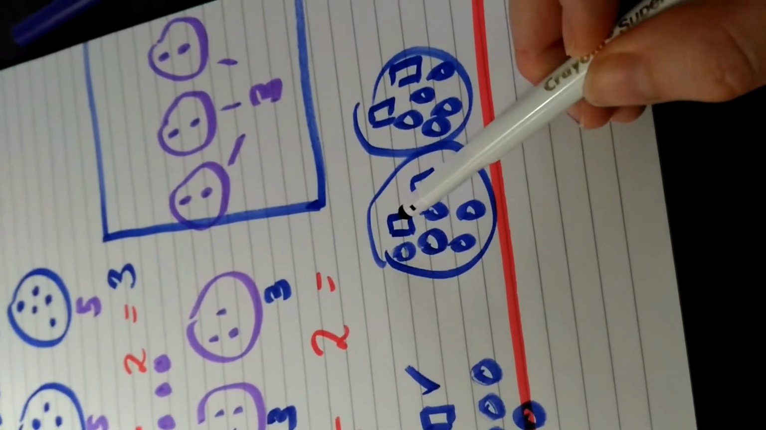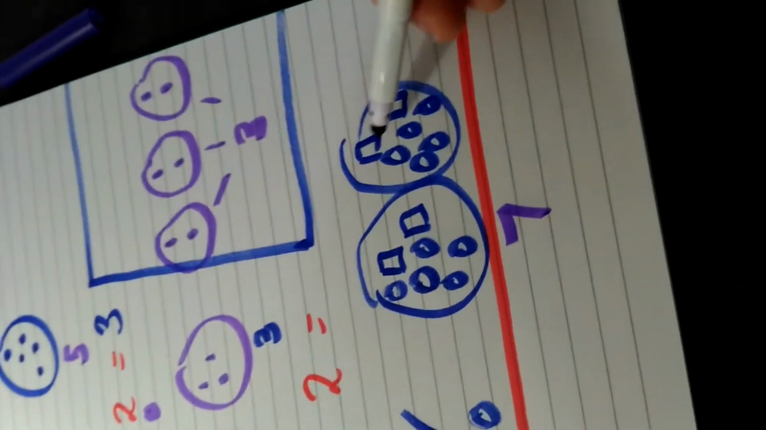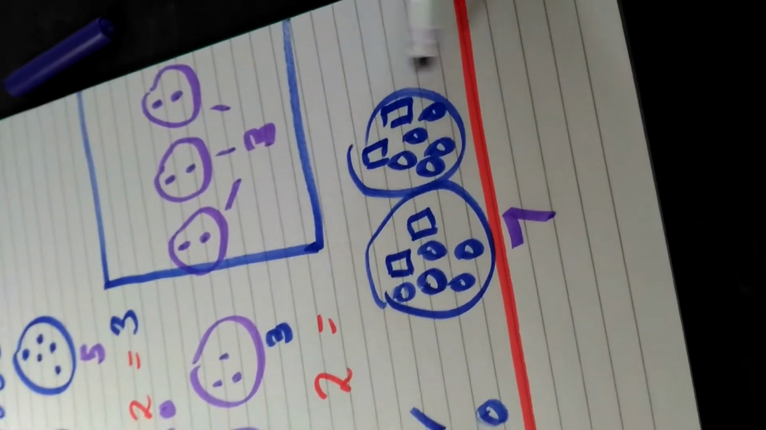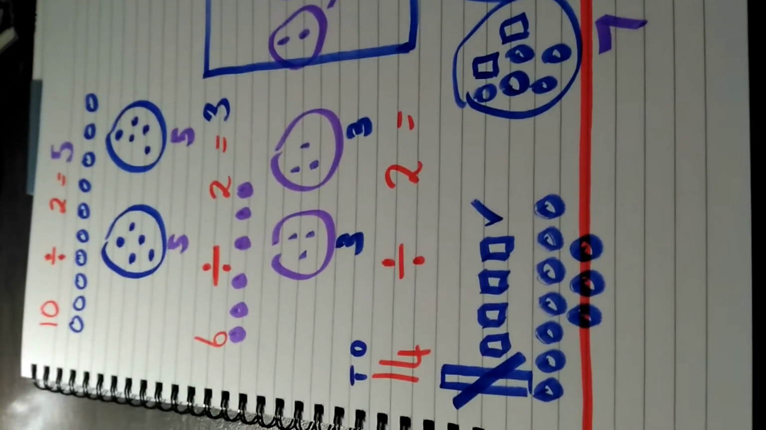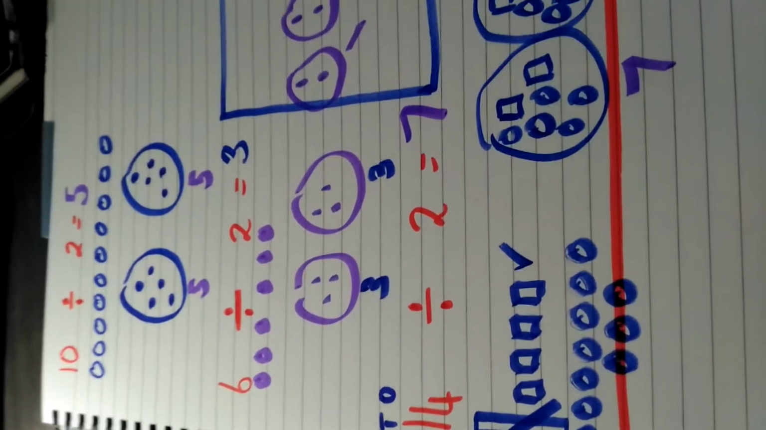Now I'm going to check that both groups are equal. 1, 2, 3, 4, 5, 6, 7. 1, 2, 3, 4, 5, 6, 7. So 14 divided by 2, or half of 14, equals 7.